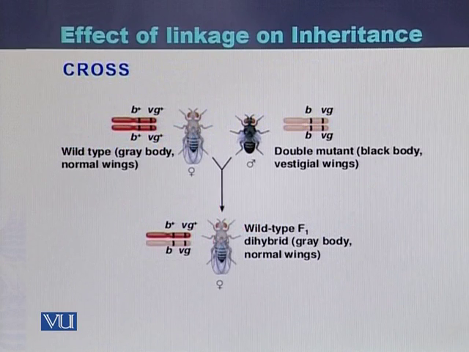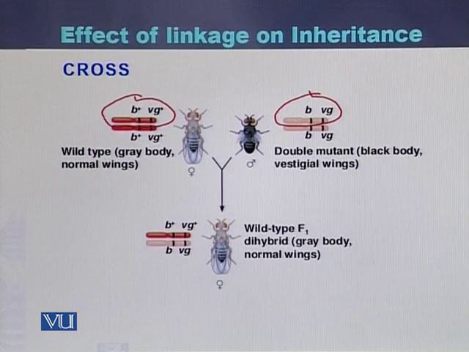As a result of the cross between these two flies, all the flies which appeared in the F1 generation were dihybrid, containing the gray body as well as normal wings. If we form their alleles, the alleles of the female fly will be this one, and of the male fly this one. As a result of the cross, the F1 progeny appeared. The F1 progeny were wild type, with gray body and normal wings.